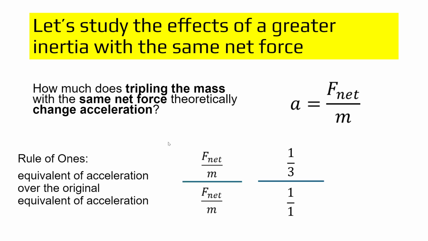What if we triple the mass? Well, we're going to have the same net force in the new situation. We'll have the same hanging weight of 0.49 newtons. We're going to have 3 times the mass because we're going to have 3 carts taped together, versus the original, which is just 1 over 1. And so we're going to get 1/3 times the acceleration.